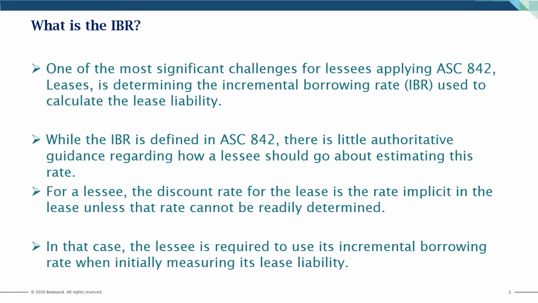If you don't have the rate implicit in the lease, you have to default to your incremental borrowing rate. In that case, the lessee is required to use the incremental borrowing rate of the organization when measuring the initial lease liability. So again, just to recap, if you know the rate implicit in your lease agreement, you always use that. That's the one you're using. If you don't have the rate implicit, then you'll have to default to the incremental borrowing rate.